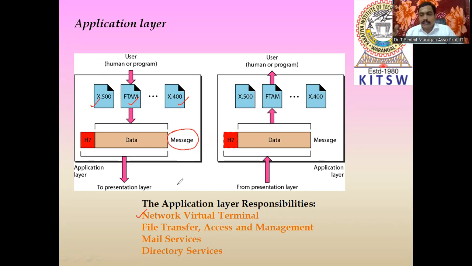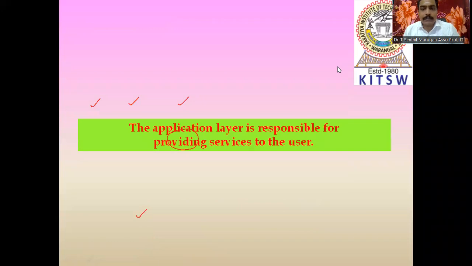And mail services: we know that email services are there now, so that is one of the applications. Finally, directory services. What is directory services? Providing distributed databases. The data may be available on a central server, and we can utilize it, like Google. We search for some information and get the information from Google. The application layer provides the same. So now you know that the application layer is responsible for providing services to the user. Don't forget it.